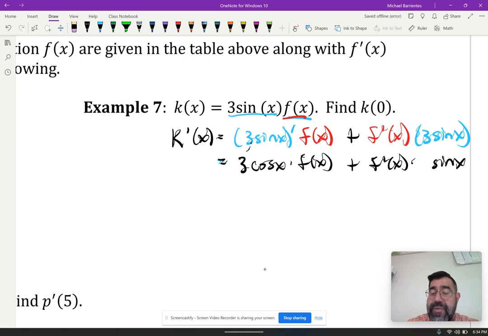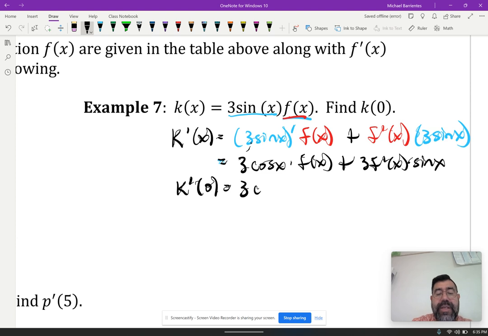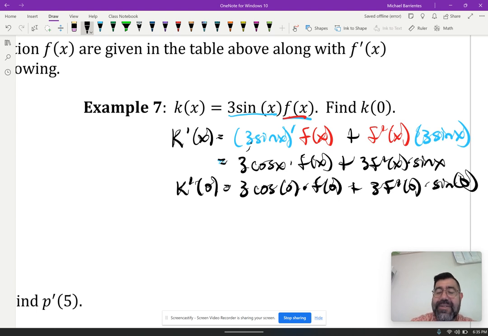I'm actually going to write this 3. We usually write constants in the front, as coefficients, I guess I should say, to the left of the function. So I'm going to write it there, 3 f prime of x times sine of x. Great. Now I found my derivative formula, my derivative function. Now I can find my derivative value by plugging in a 0. So this is 3 cosine 0 times f of 0 plus 3 f prime of 0 times sine of 0. That's a lot of zeros.